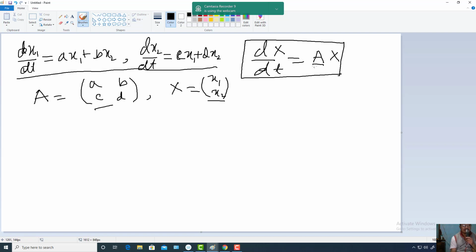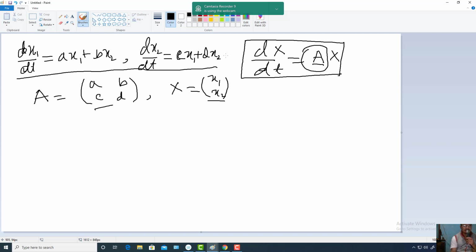Okay, so the characteristics of the fixed point, the nature and behavior of the fixed point, will be determined by the characteristic roots of this square matrix, or the eigenvalues of this square matrix. That is all about today's lecture.